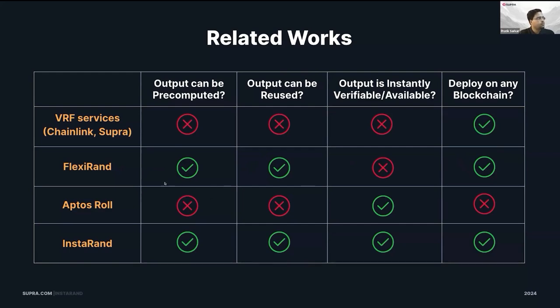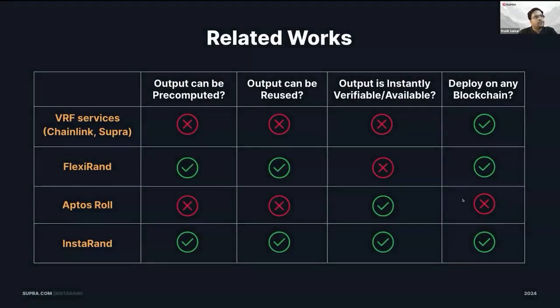And there's a recent concurrent work by the Aptos team. This is called Aptos Roll. Here the output cannot be pre-computed or reused. However, the output can be instantly obtained or instantly generated. Whenever the user wants randomness, it queries the Aptos service, and the Aptos service will bunch up all the requests together in a block and have a consensus on it, and then apply a random beacon on it, and then generate the output from that. So the output is instantly available because the latency is very low.